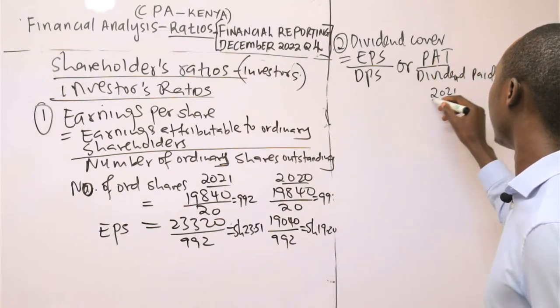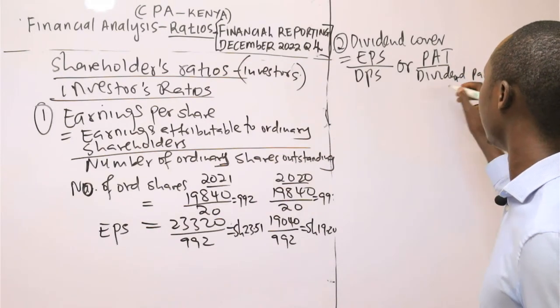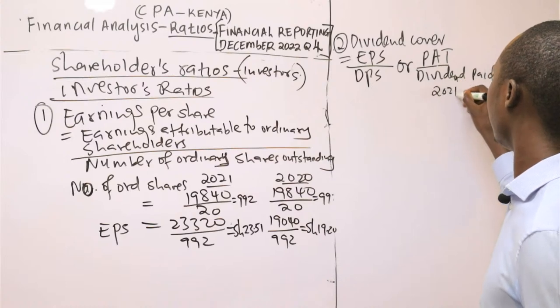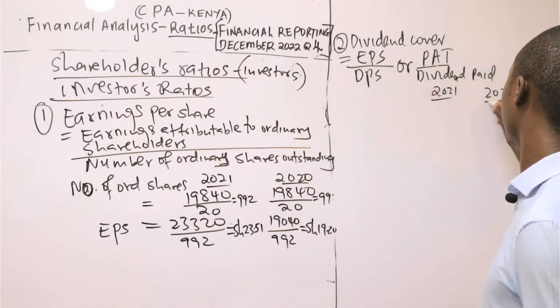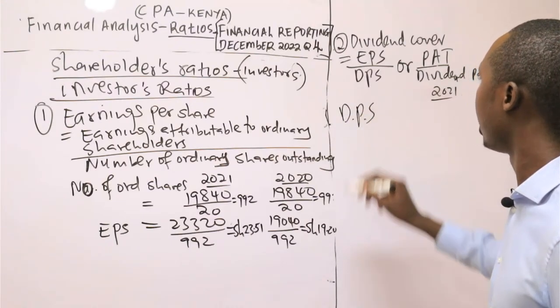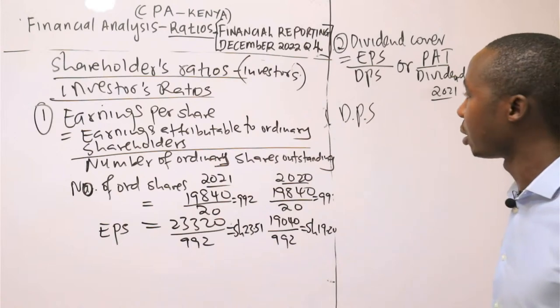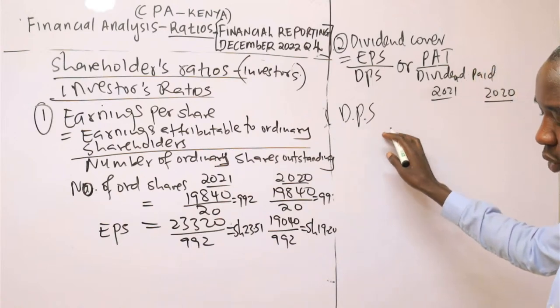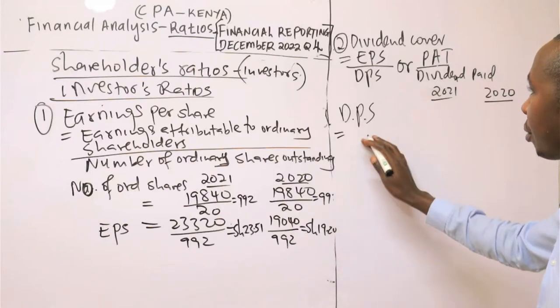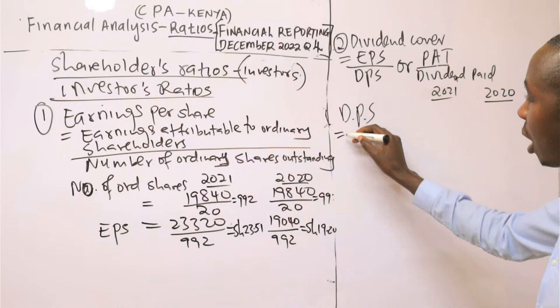So we talk about 2021 and 2020. Remember that we need to get the DPS. How do you get the DPS? Which formula do you use? DPS, dividends per share. So here you talk about the annual dividends paid.